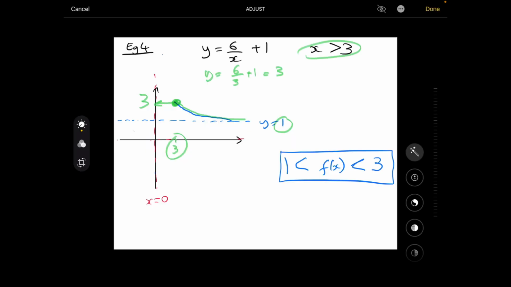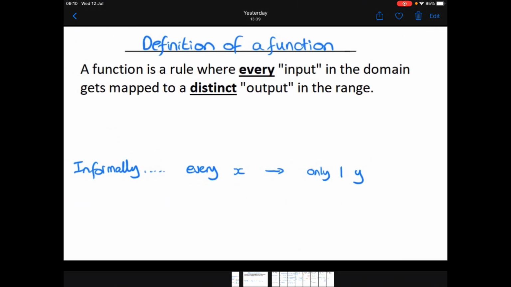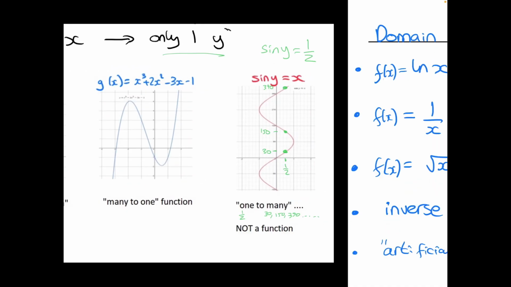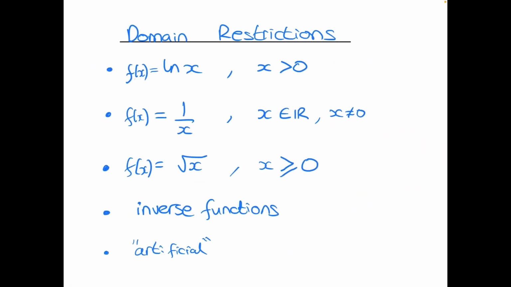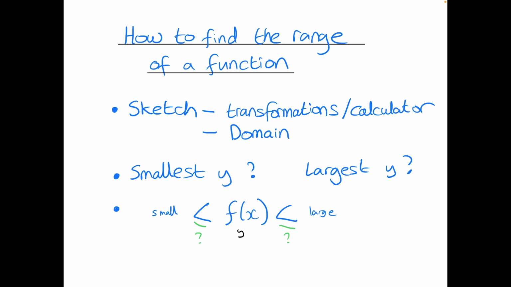So that is the definition of a function. Why we might need to apply domain restrictions so that a rule becomes a function, and then how we can find the range of a function by sketching it out.